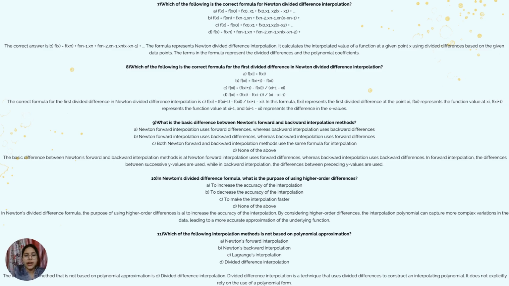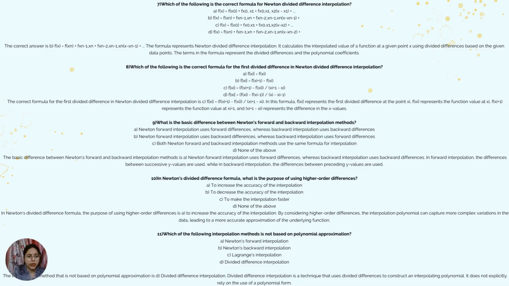Question number 10. In Newton's divided difference formula, what is the purpose of using higher order differences? A. To increase the accuracy of the interpolation. B. To decrease the accuracy of the interpolation. C. To make the interpolation faster. And D. None of the above.